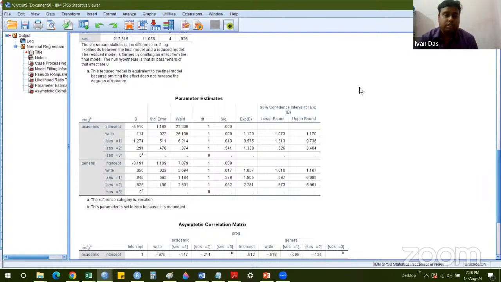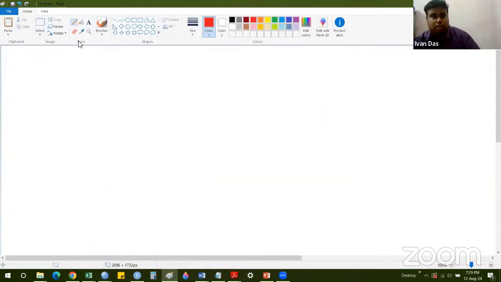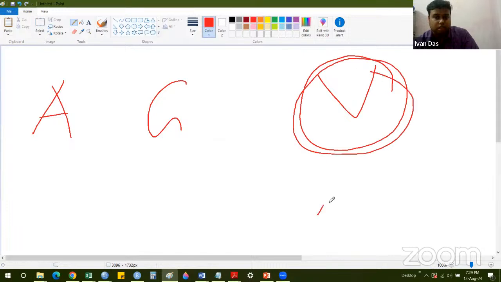So now we can see the parameter estimates. This is the main interpretation table. Here you can see that the academic is being shown and the general is being shown. Out of the three types, vocation we took as the reference category. Remember the last one was taken as the reference one. So academic, general, vocation, it was like this. You can check. I put the last one here as a reference category.